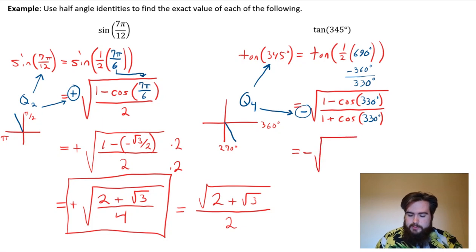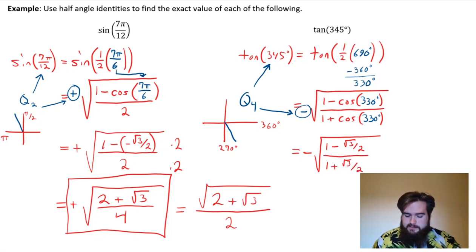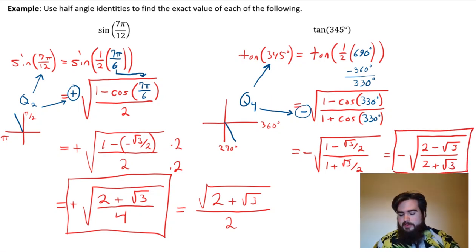I have the negative square root of 1 minus cosine of 330 degrees over 1 plus cosine of 330 degrees. Cosine of 330 degrees in quadrant 4 is positive, and it's positive square root of 3 over 2. This is a fine result to leave it as. However, again, I'm going to multiply top and bottom by 2 in order to clean it up a little bit. And I will instead write this as negative square root of 2 minus square root of 3 divided by 2 plus square root of 3. Personally, I think that looks a little bit cleaner.